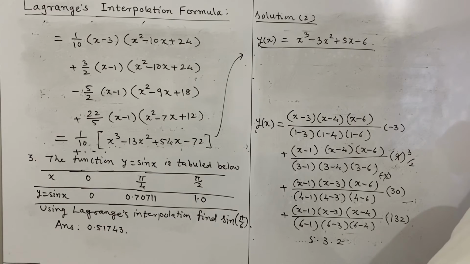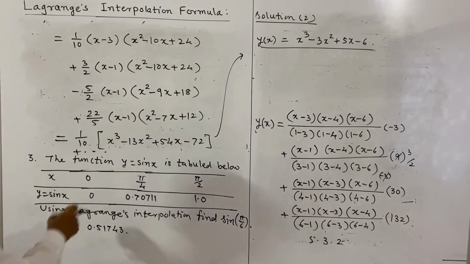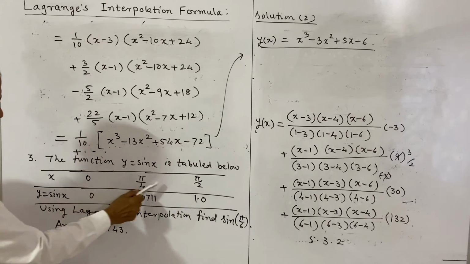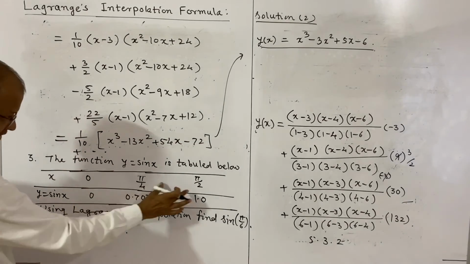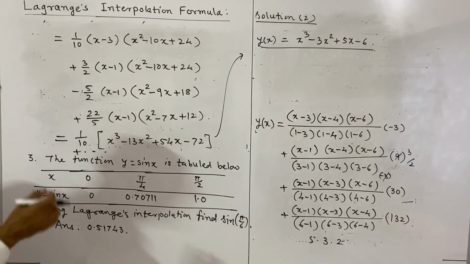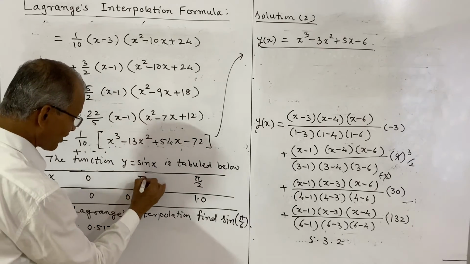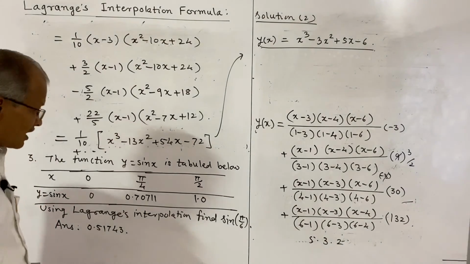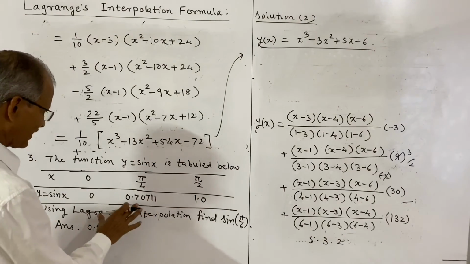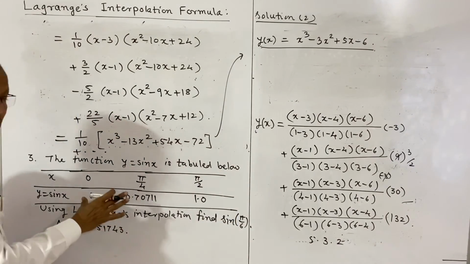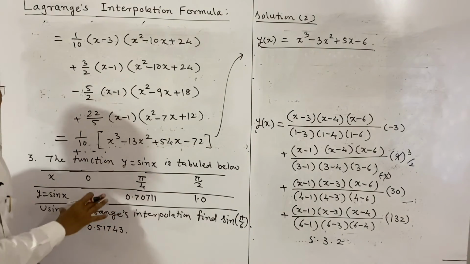Now this problem you should solve at home, that I have written here. The function y is equal to sin x is tabulated here. X values are given at 0, pi by 4 and pi by 2, and we may observe these are equally spaced. The difference is pi by 4, but the formula can be used for equally spaced and also unequally spaced, so we can use the Lagrange interpolation formula to find the value of sin pi by 6. So this is the problem which is similar to the first problem that we have solved.